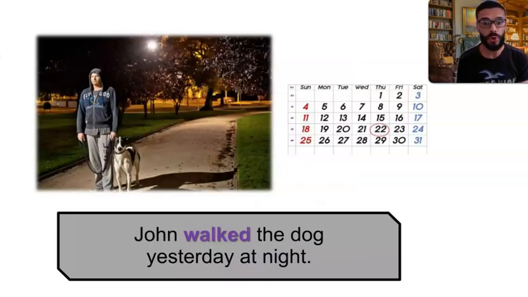John walked the dog yesterday at night. There is even a calendar here, so we can check the day exactly. It was on Thursday, 22nd of... There is no month mentioned, but okay, it was on the 22nd of the month, on Thursday night. So there's day and specific hour, right? Different from present perfect.